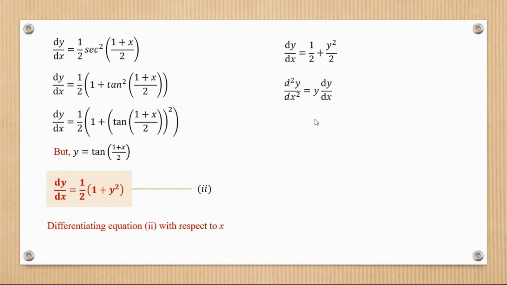Alright, now rearranging this and bringing all values to the left hand side, I'll have d²y/dx² minus y dy/dx shall be equal to 0, and this is the answer they wanted.